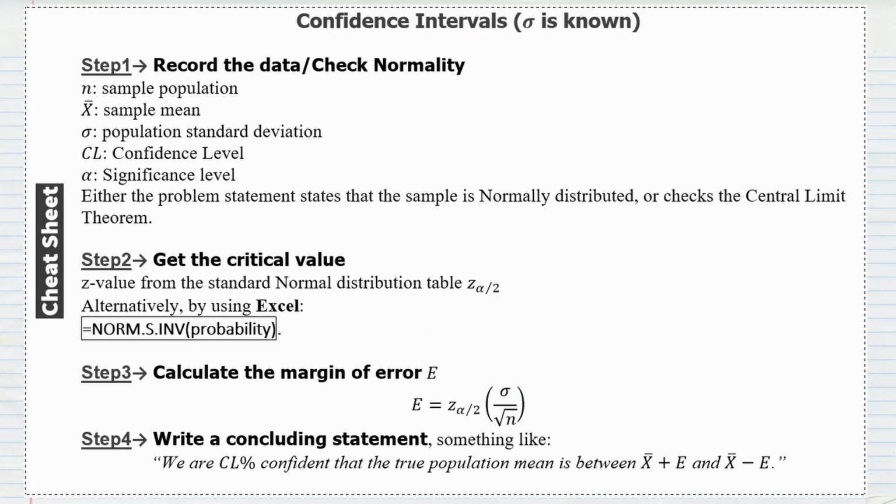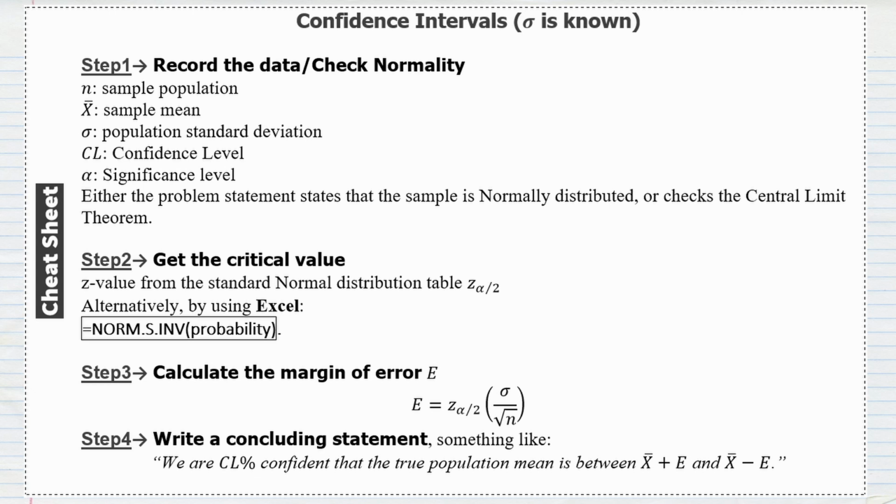To conduct a confidence interval test on a population mean, knowing the population variance, follow these simple 4 steps described in the following cheat sheet. Step 1. Read carefully the problem statement and extract the statistics, such as the sample population, the sample mean, the population standard deviation, and the confidence level. Make sure that the problem statement states that the sample is normally distributed, or you may check the normality by using the central limit theorem.